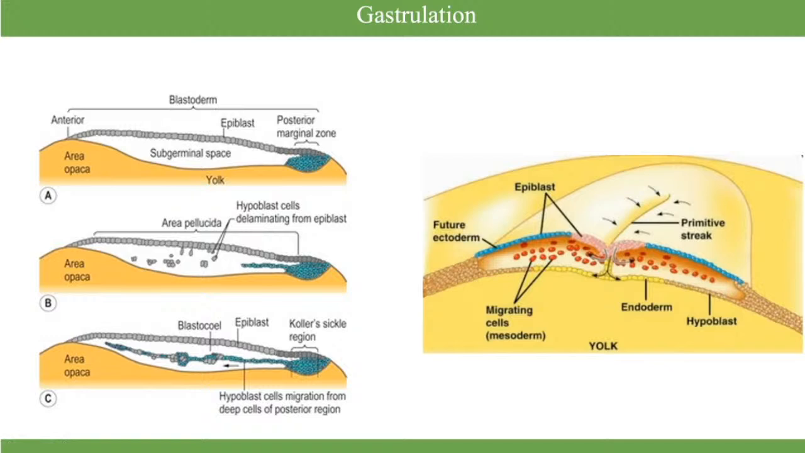I hope that in this lecture, you must have developed some concept about the area opaca, area pellucida, the blastoderm, the subgerminal space, the blastocoel formation, the hypoblast formation, the epiblast formation. And then in our next lecture, we will be discussing how gastrulation continues.